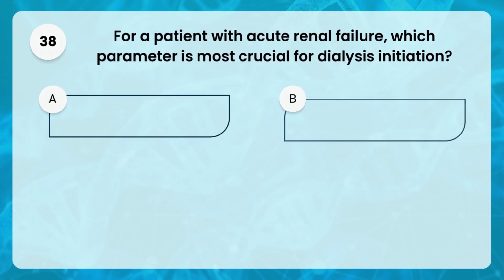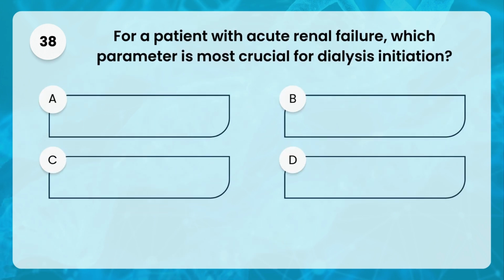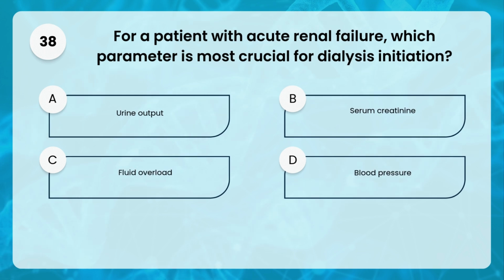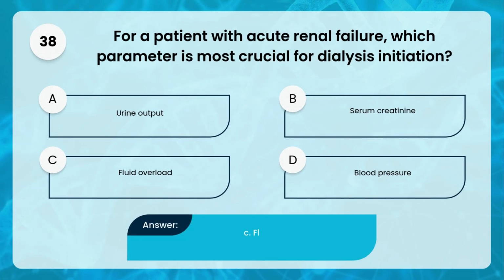For a patient with acute renal failure, which parameter is most crucial for dialysis initiation? A. Urine output, B. Serum creatinine, C. Fluid overload, D. Blood pressure. The answer is C. Fluid overload.